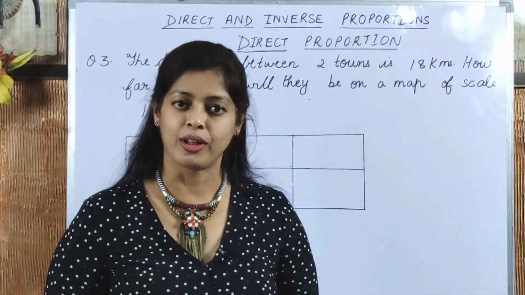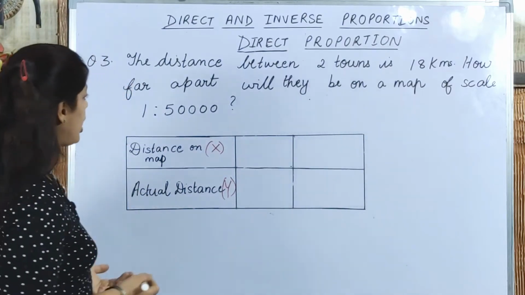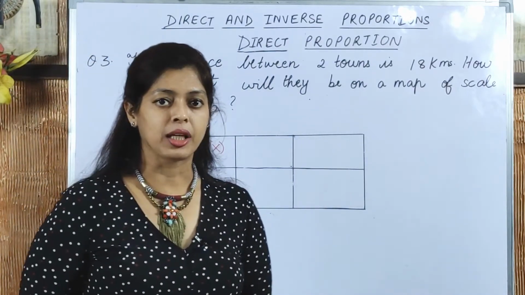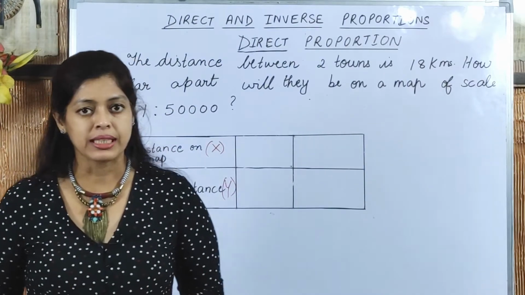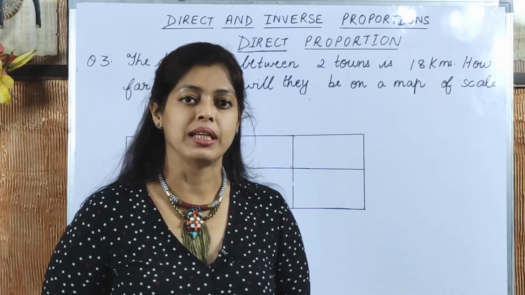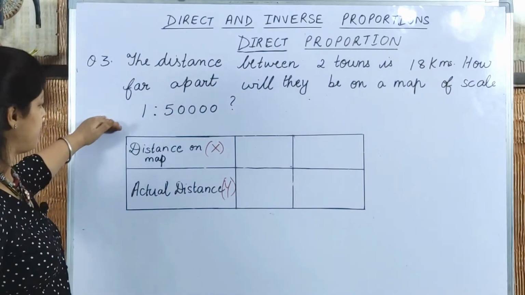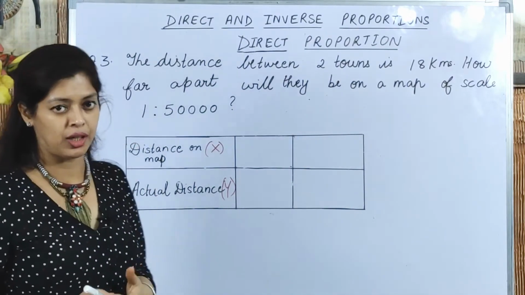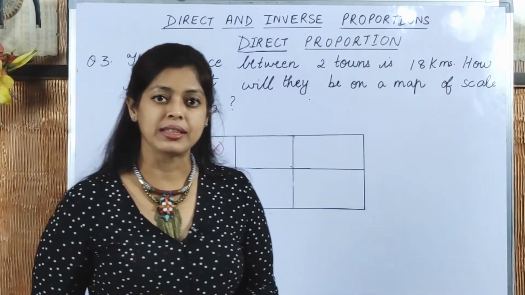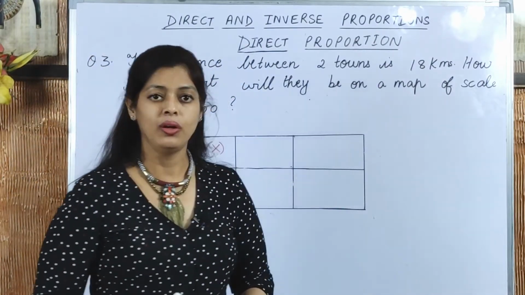So here's another question based on the map ratio. The distance between two towns is 18 kilometers. How far apart will they be on a map of scale 1:50,000? So here there is a comparison between the actual distance and the distance on map of two towns. We are given that the actual distance between two towns is 18 kilometers. And we have to find their distance on the map. And the scale of the map is 1:50,000. That is, every 1 centimeter on the map represents an actual distance of 50,000 centimeters. So first we'll convert 18 kilometers into centimeters.